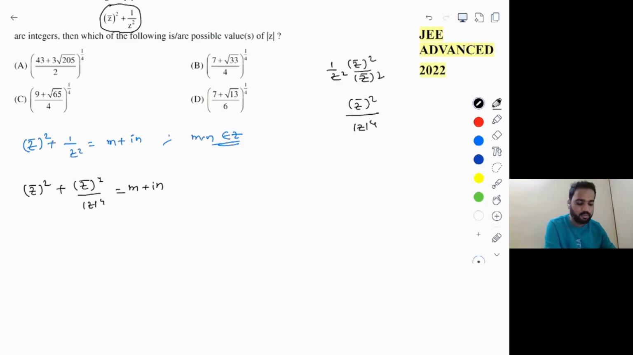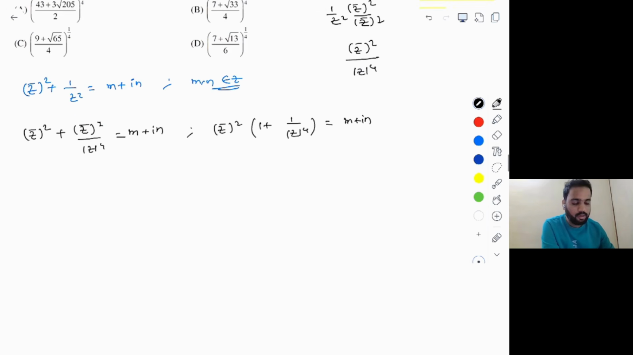Okay. Now we are going to do the simplification process. Here I can take this z bar whole square common, right? So if I take common, it will be z bar whole square multiplied by 1 plus 1 divided by mod z whole to the power of 4 is equal to m plus in.